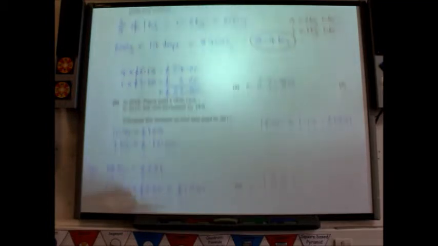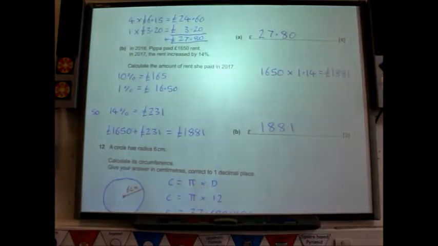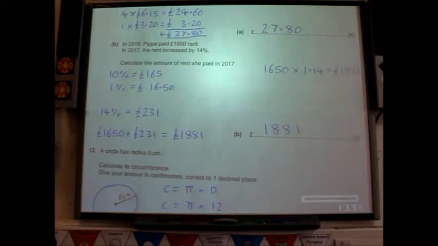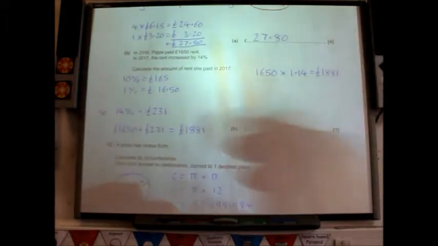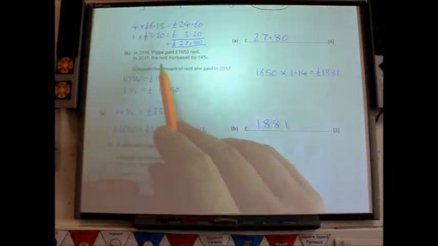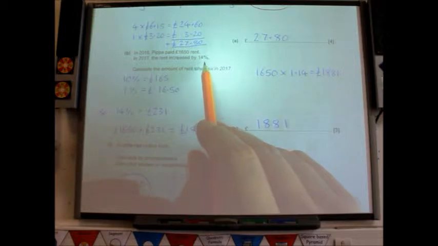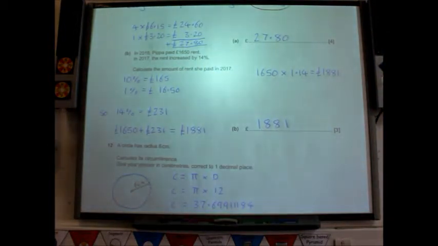Still on Pippa, part B in this question is how much she paid on rent. So she paid £1,650. I'm not sure if this is for a sandwich shop or for home, but very cheap home if it is. In 2017, the rent increased by 14%. So look, there's another percentage question there, and it's increasing, so you must know how to do it.